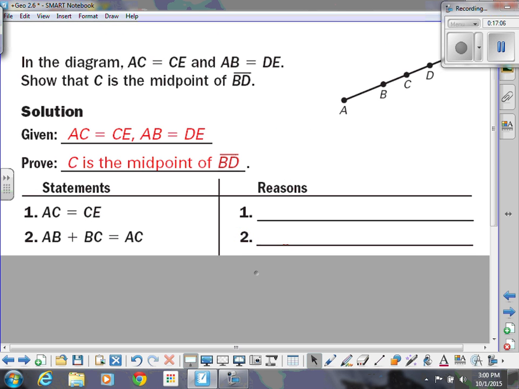All right, so moving on to in your guided notes, we have in this diagram, they are giving us, ooh, let me move this over a little bit.